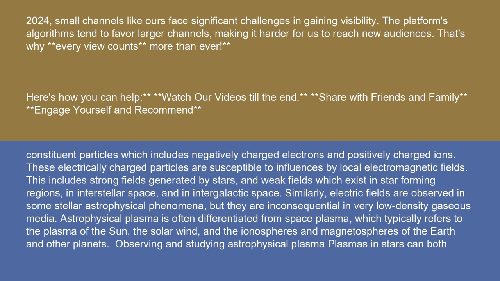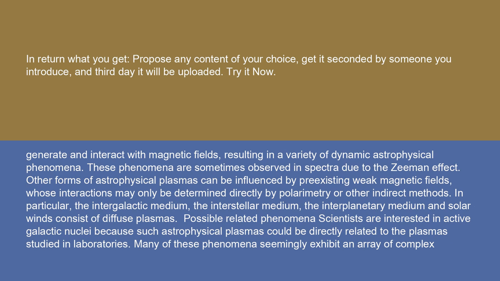Observing and studying astrophysical plasma, plasmas in stars can both generate and interact with magnetic fields, resulting in a variety of dynamic astrophysical phenomena. These phenomena are sometimes observed in spectra due to the Zeeman effect. Other forms of astrophysical plasmas can be influenced by pre-existing weak magnetic fields, whose interactions may only be determined directly by polarimetry or other indirect methods.